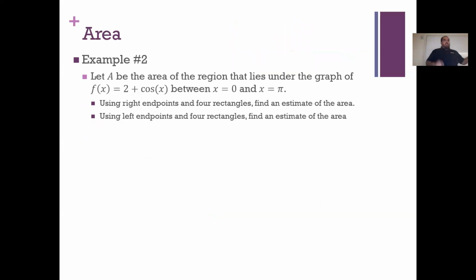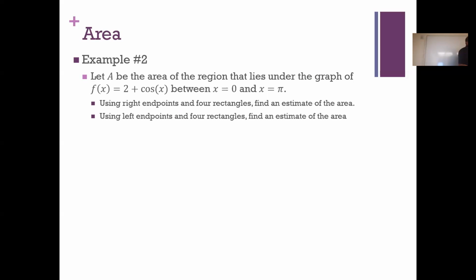So let's use a different function now. I want A to be the area underneath this graph, this function, f of x equals 2 plus cosine x, between x equals 0 and x equals pi. I want 4 rectangles. So let's do this twice, once with right endpoints, once with left endpoints.